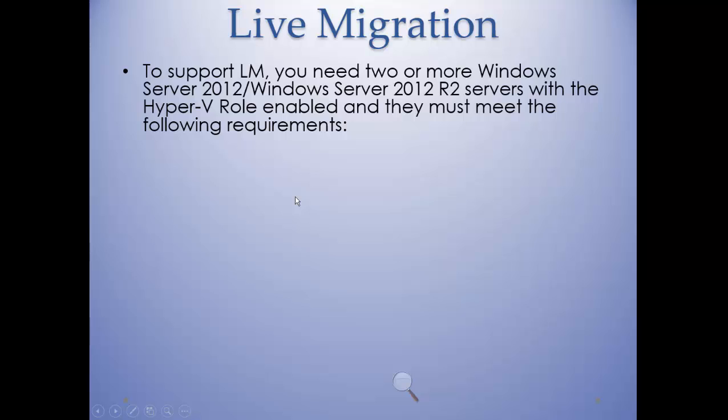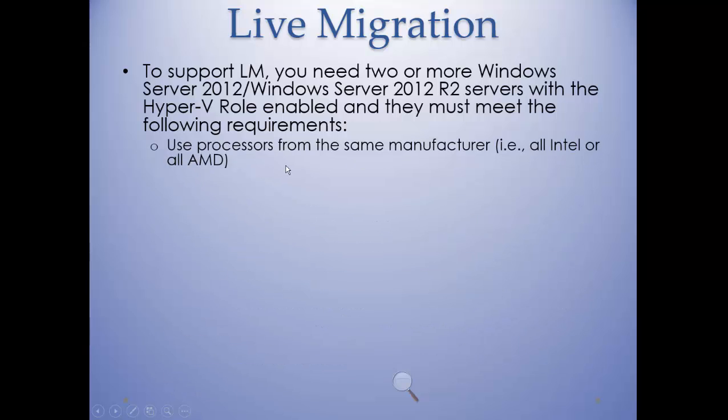To support Live Migration, you need two or more Windows Server 2012 R2 servers with the Hyper-V role enabled, and they must meet the following requirements. Requirement number 1 is to use processors from the same manufacturer, all Intel or all AMD. The physical servers that will have your Hyper-V hypervisor should have either both Intel or both AMD, but it cannot be older AMD or older Intel with newer AMD, which is different. Then it's not going to live migrate.